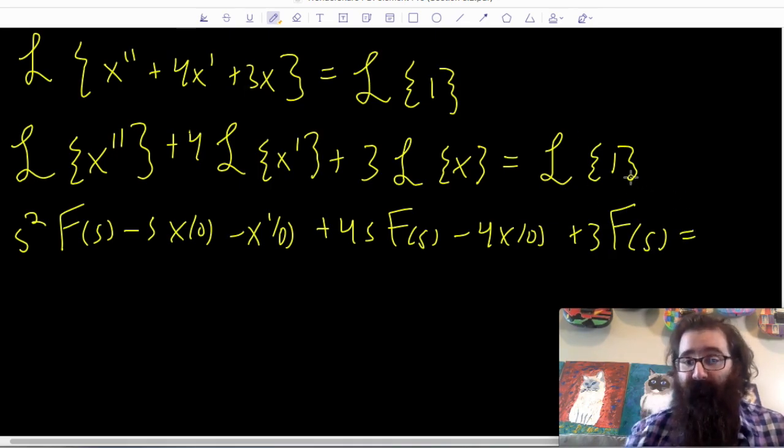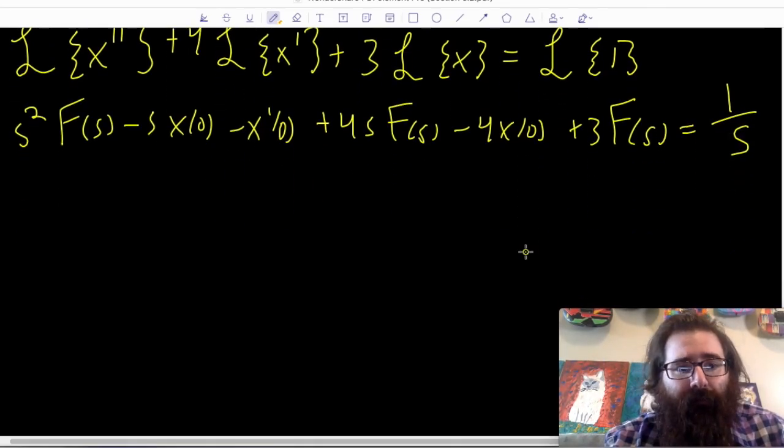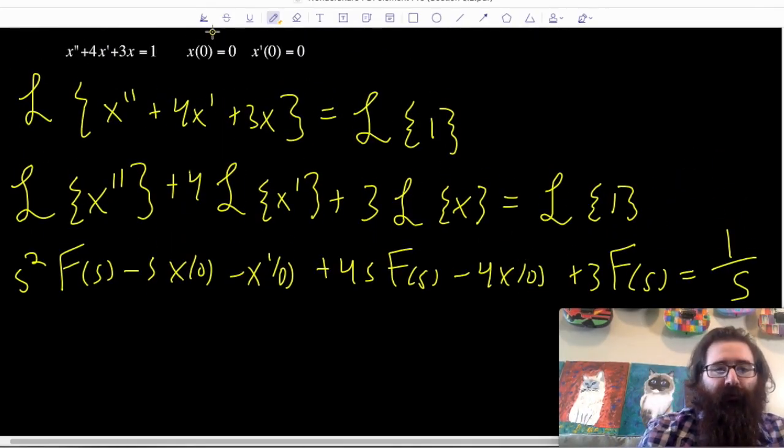Now we showed this in the very first lecture for the section, for the chapter, and this gave us 1 over s. So if you remember that, good. If not, the table's there to help out. And now I'm ready to plug in my initial values.